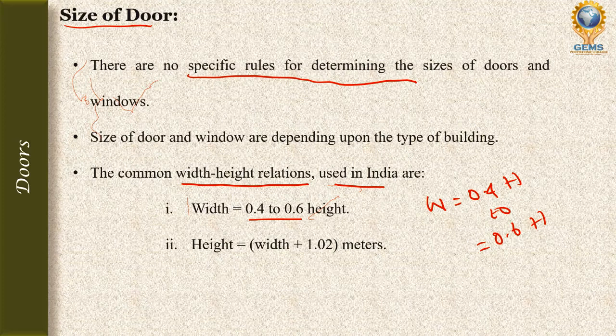So height will be width plus 1.02. Height is equal to width plus 1.02 meter. So this is the relationship between the width and the height of the door we are using in India.